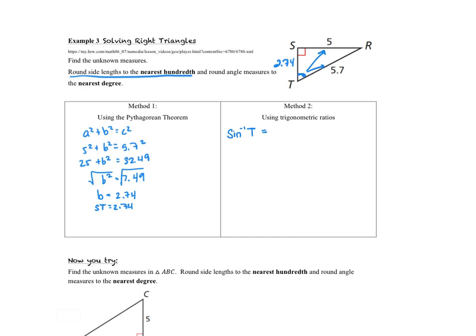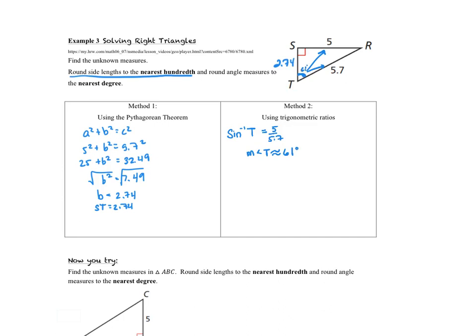Sine of T is equal to opposite over hypotenuse, 5 over 5.7, and this as a decimal. Well, I can just do that in my calculator. So inverse sine of 5 over 5.7, and what I get is that the measure of angle T is about 61 degrees. We want to round to the whole number.